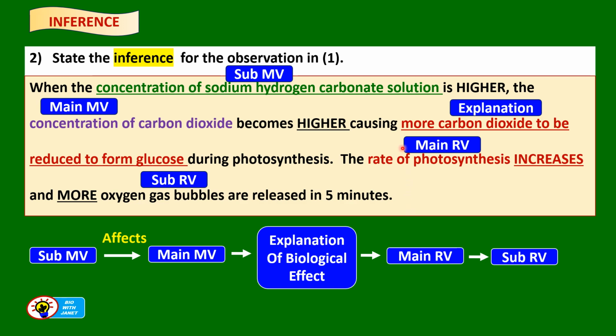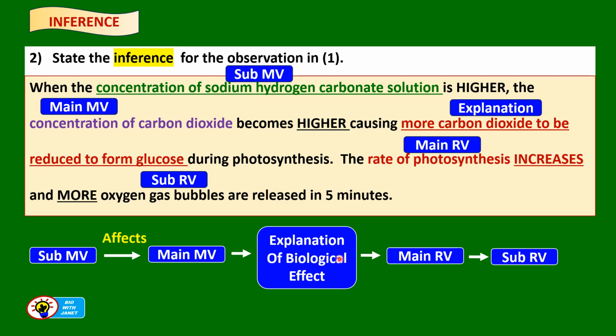Okay, so the higher concentration of carbon dioxide, which is the main MV, causes more carbon dioxide to be reduced to form glucose and to produce oxygen as a byproduct during photosynthesis. Okay, so more carbon dioxide to be reduced to form glucose in the light independent reaction. So mention a little bit as the biological explanation, right? In that way, the rate of photosynthesis increases. So we have arrived at the main RV. The main MV affects the main RV through that biological effect.